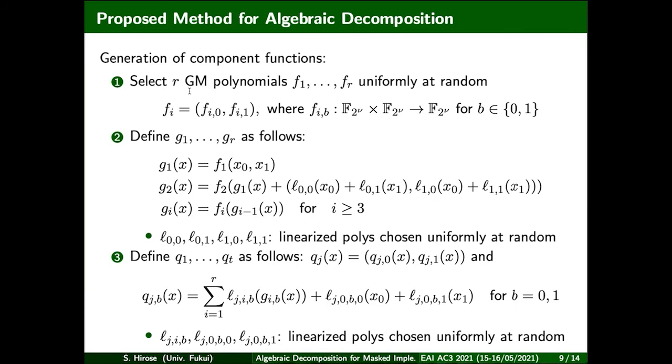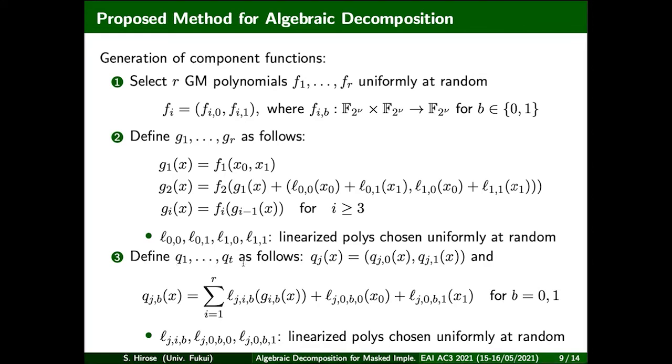The first one is to select all GM polynomials f1 to fr uniformly at random. Since fi's are GM polynomials, fi can be represented as a tuple of functions fi0 and fi1 with domain GF(2^nu). And then define g1 to gr by using f1 to fr in this way. g1 is equal to f1 and g2 is the composition of f2 and g1, and 4 linearized polynomials L00, L01, L10, L11 are chosen uniformly at random. And for i greater than or equal to 3, gi is the composition of fi and gi minus 1.